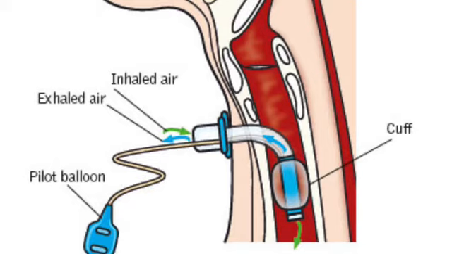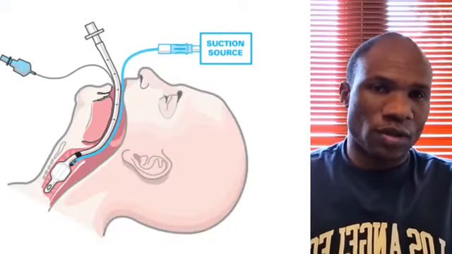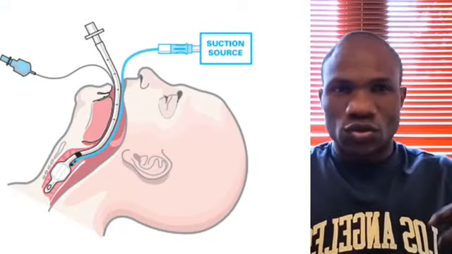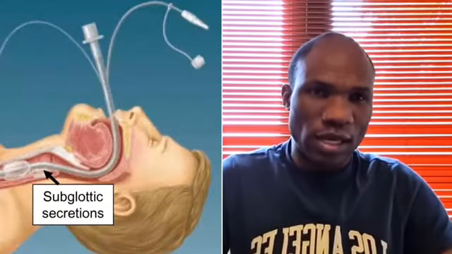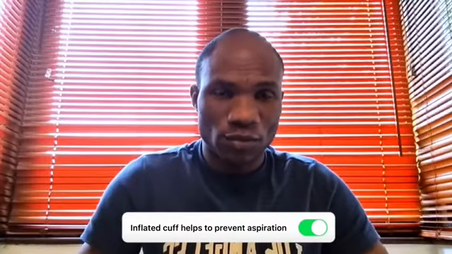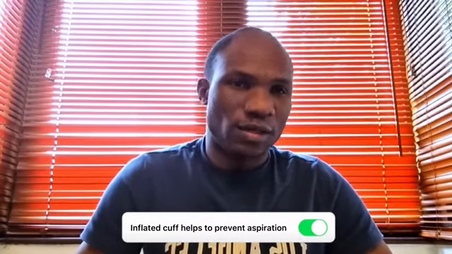And the reason is that if patients regurgitate or vomit, the food particles will be prevented from going down into the lungs of the patient, or even secretions from around the trachea will be prevented from going down into the patient's lungs, and this will prevent aspiration or aspiration pneumonitis in the patient. So it's important that the cuff is inflated in the patient.